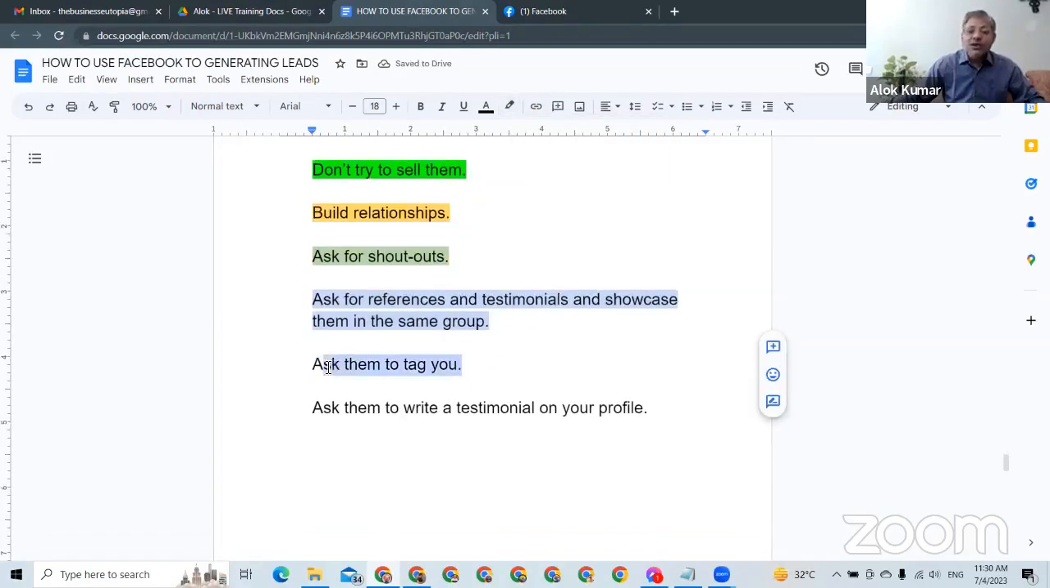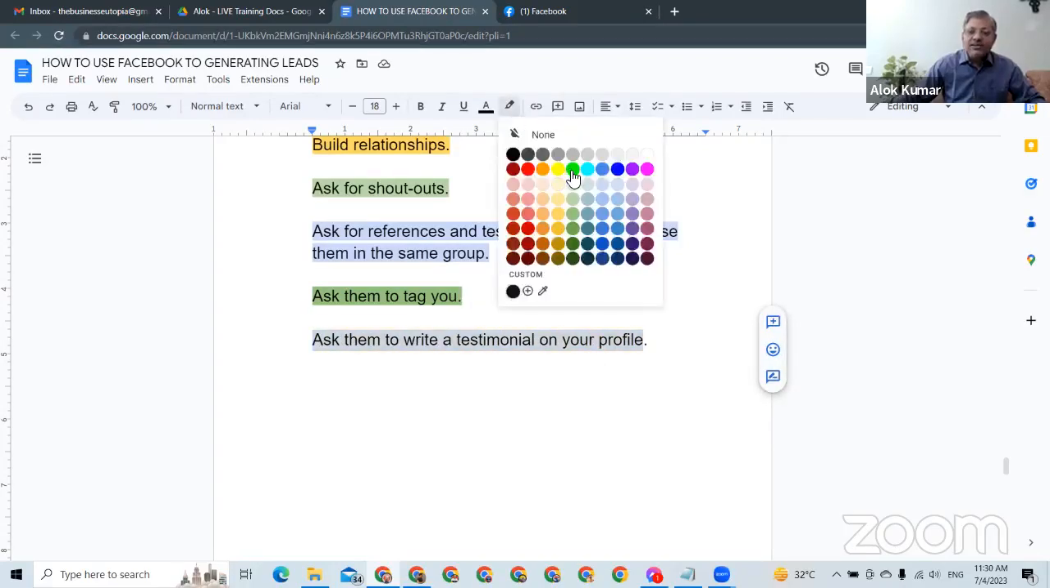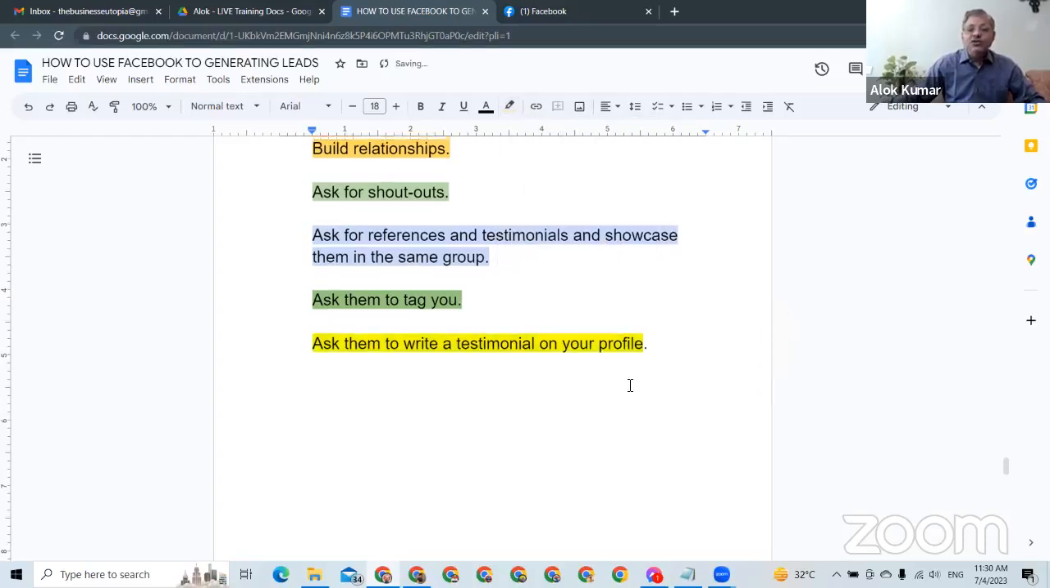Ask them to tag you. Let's say they're creating a post. Ask them to tag you and talk about you. That gives you an edge over others. And also ask them to write a testimonial on your profile. So when they write a testimonial on your profile, that gives you another kind of value addition to your credibility.